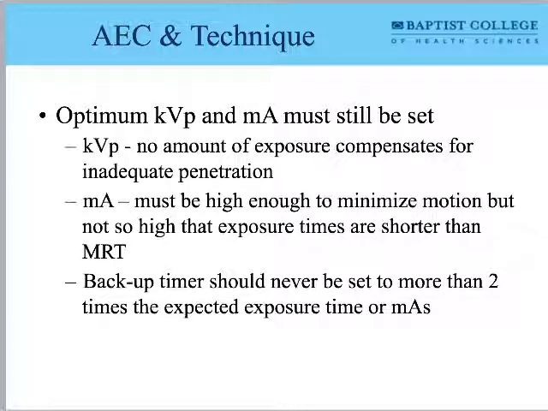Yes? Is the backup timer automatic, or is it like a button? It is a time that's set in the machine. If it hits that time, it says, you're out of time. So it might be 2 seconds? Generally, it's about 2 to 4 seconds. 4 seconds for most stuff is like irradiating the patient 5 times more than they need to. There's no reason why a backup timer needs to be 4 seconds for most of what we do, right? There may be rare exceptions to that, but if you think about 4 seconds, that's a long time.